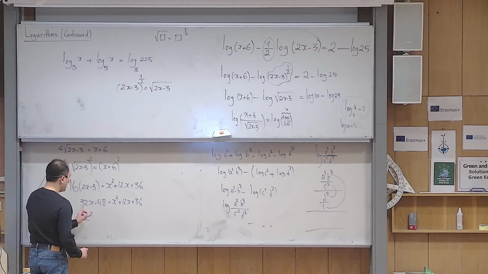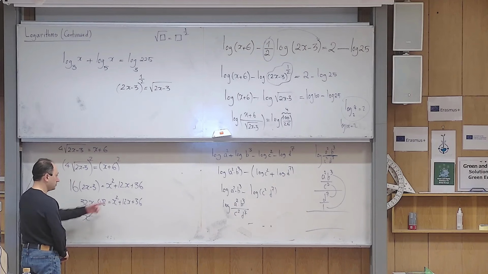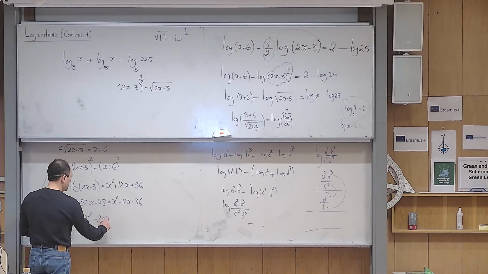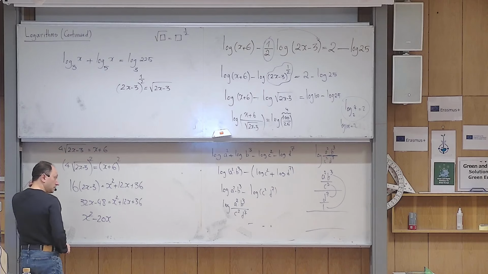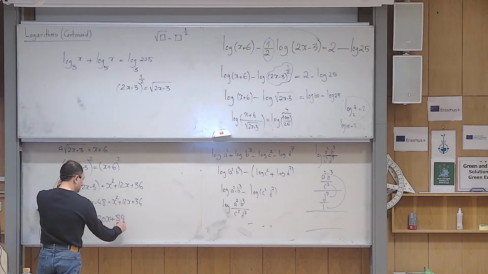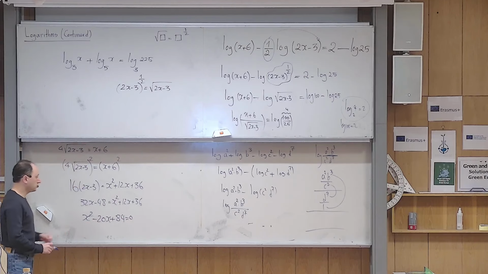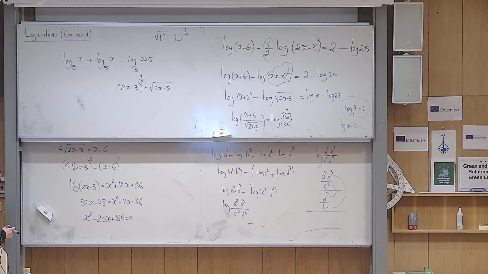So x squared, I move 32x to the other side. It becomes minus 32 plus 12, which is minus 20. I move this to the other side. It becomes how much? 84. Of course, if the numbers are so big, I will allow you to use a calculator. Yes? So don't worry about the numbers here.